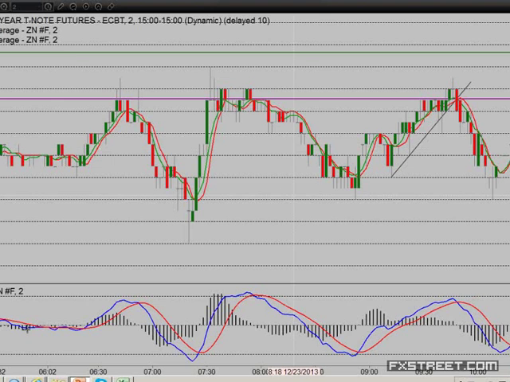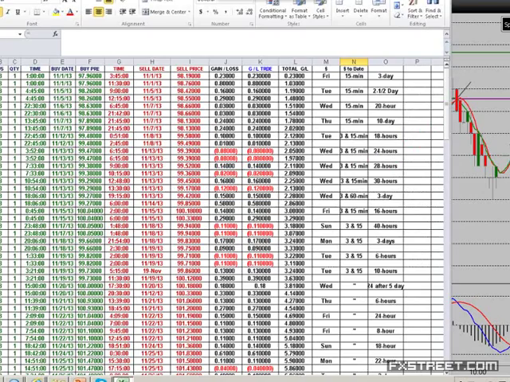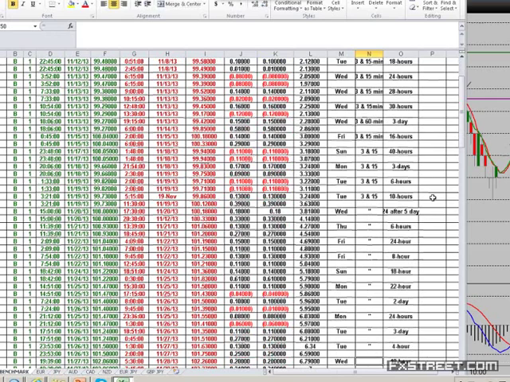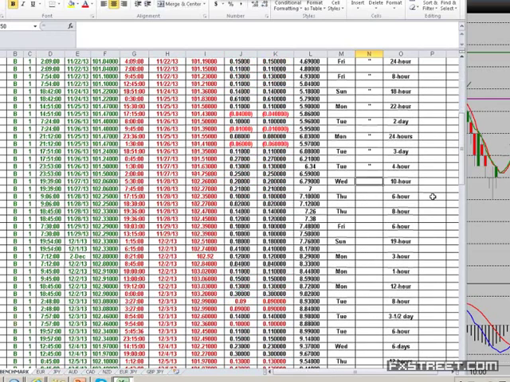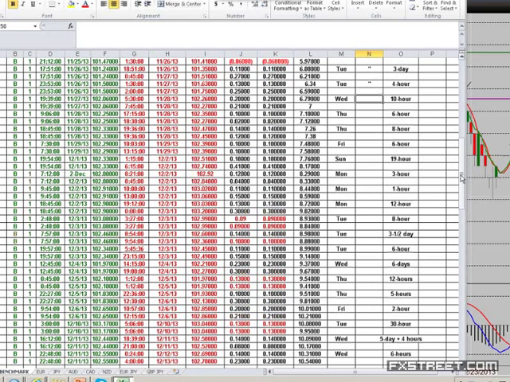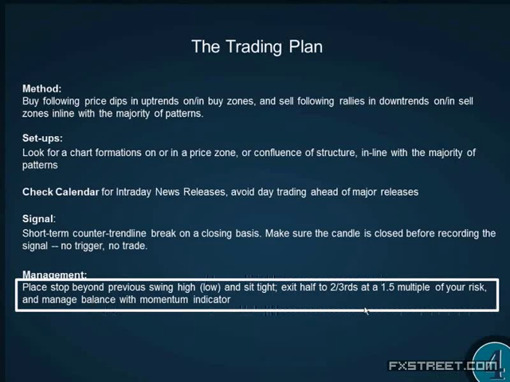Here's how you learn to sit tight. You have to have one of these, where you know how the performance of that method is going to go. You've created this yourself. You went back in time. You have this in hand. You create it, so you know it's not bullshit. You know exactly how that methodology performs because you're the one that crafted this. You take your method and you build one of these. Once you have one of those, it's going to be so much easier to learn how to sit tight. And then exit half to 2/3 at a 1.5 multiple of your risk and then manage the balance with momentum. Pretty simple. It really is simple stuff.